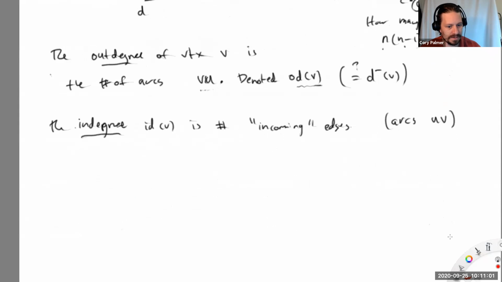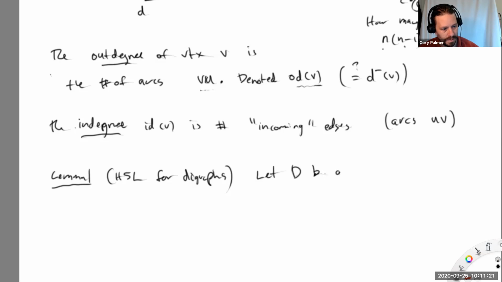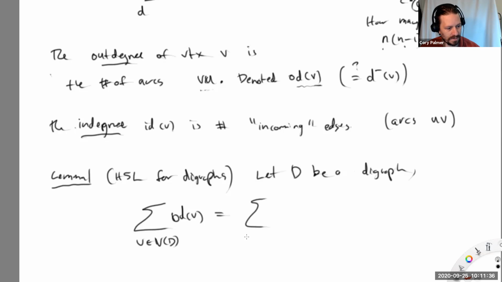And in digraphs we have a handshaking lemma as well. The lemma is handshaking. Let's just call it the handshaking lemma for digraphs. And that says, let D be a digraph. Then we have the following: if you sum up for every vertex V in the vertex set of D the out degrees of V, you get the sum over V of D of the in degrees of V. Okay?